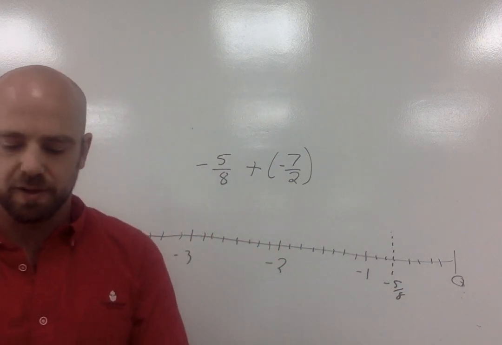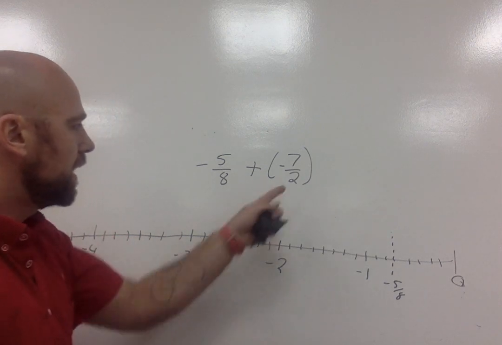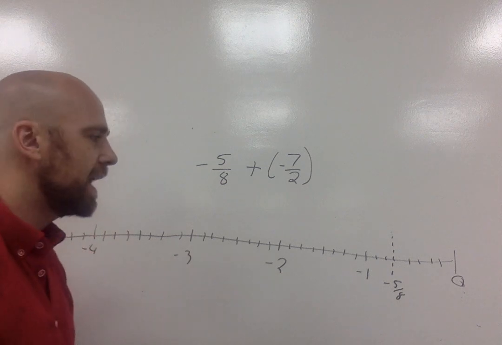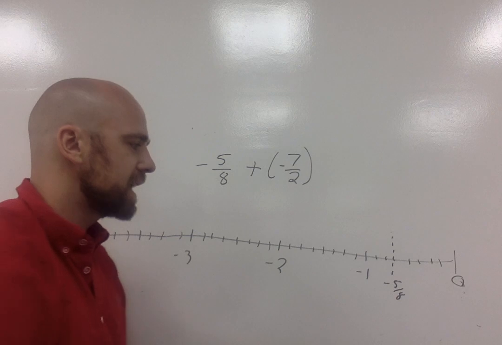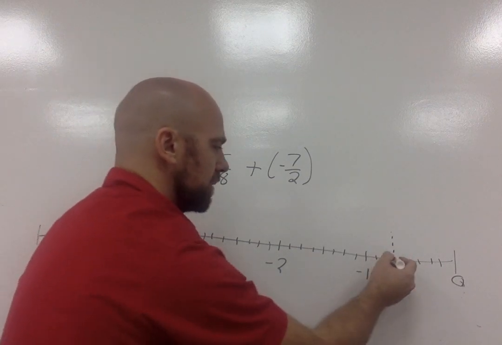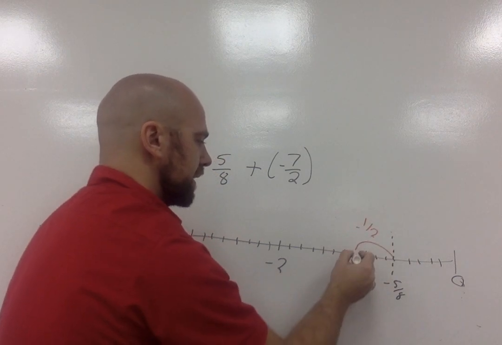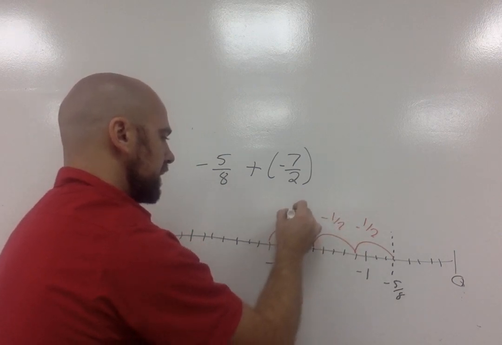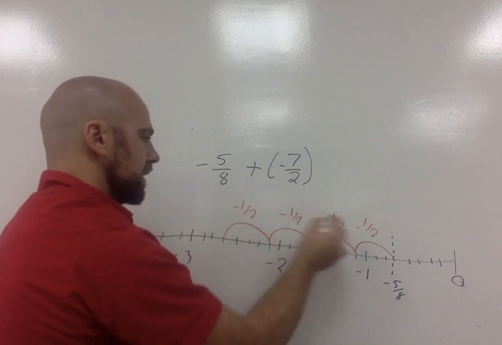I'm going to use a different color for our hops. Now, what's happening? I'm moving 7 halves. Okay, I'm moving 7 halves. So I'm adding 7 negatives. So I'm moving further in the negatives. How far is a half going to be? Well, a half is going to be 4 of the 8. So this is 1 half, negative. Here again, negative 1 half. Go again, negative 1 half. And again, negative 1 half. So that's 1, 2, 3, 4.